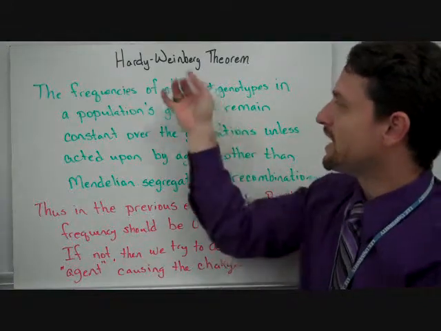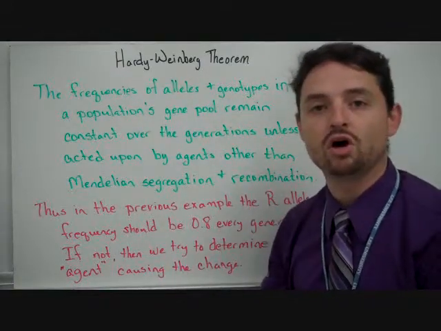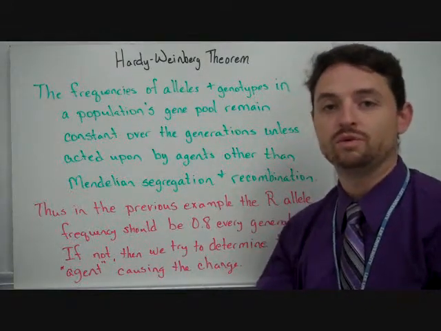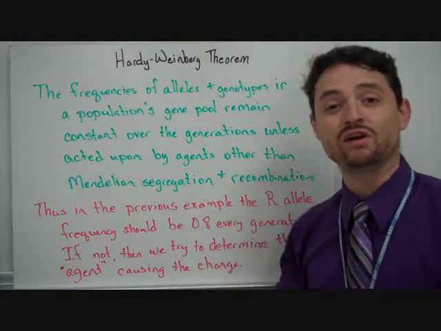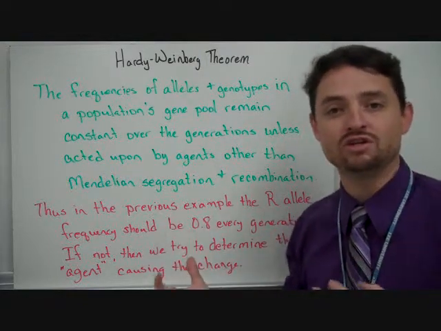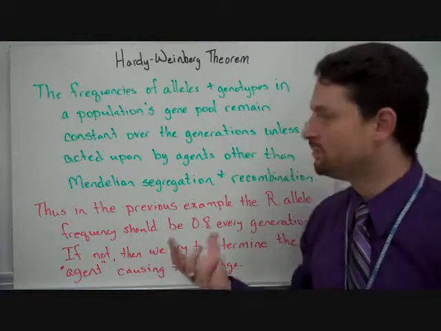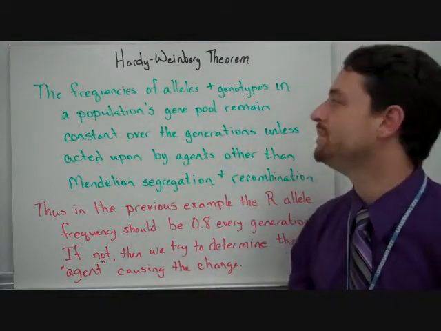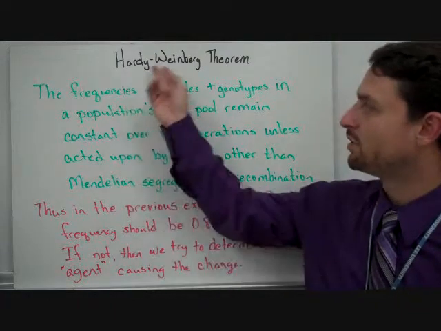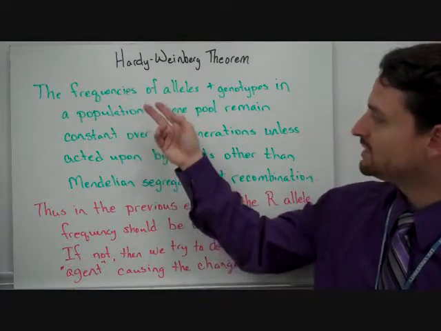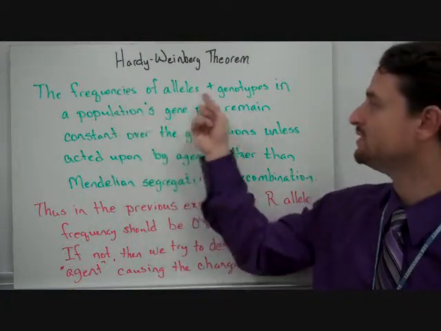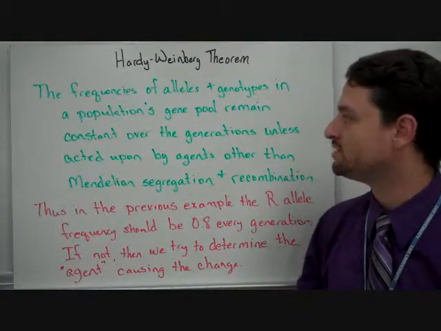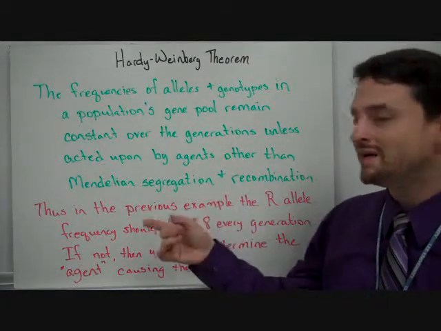Now we look at a theorem called the Hardy-Weinberg theorem. So we've got a little basis now of frequency and gene pool in our population, but now what can we do with that? Well, we go to the Hardy-Weinberg theorem. It's named after two people that worked on this, last names Hardy and Weinberg.